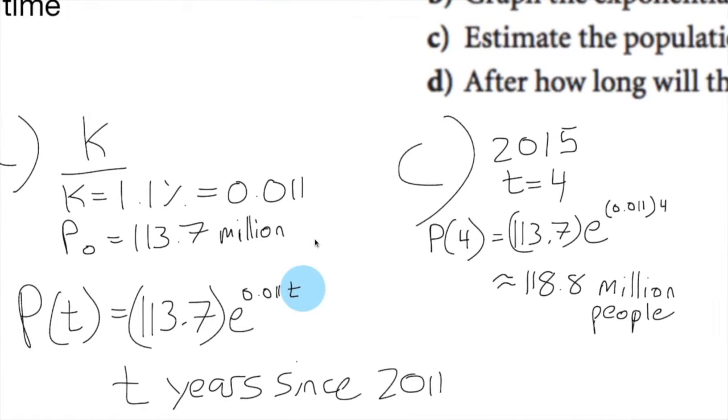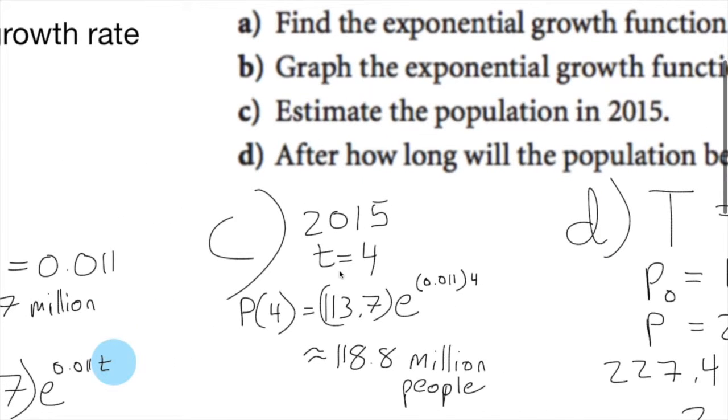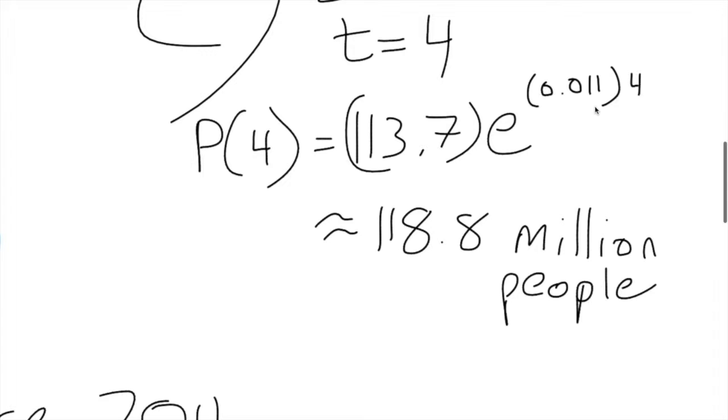Part C is, given the year 2015, that means that time is equal to 4. What's going to be the population? So if the input is 4, what's the output? You can just put it in right here, or put it into a table on Desmos, and then you get 118.8 million people.